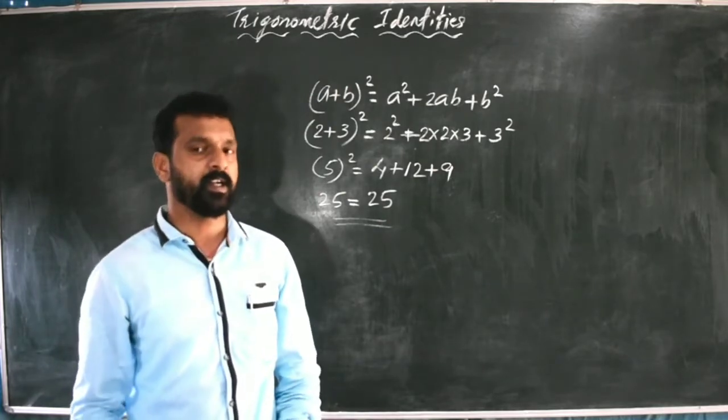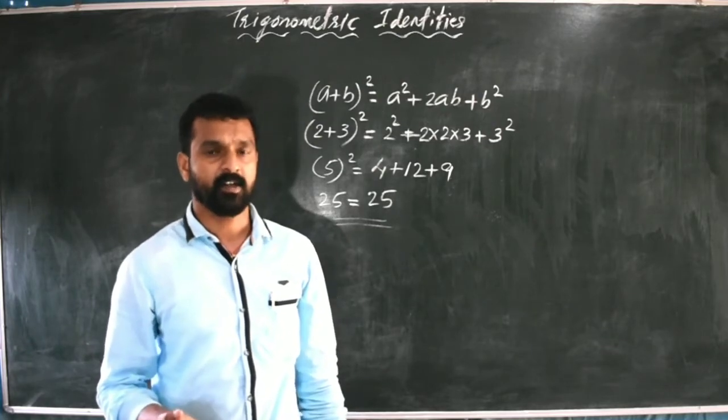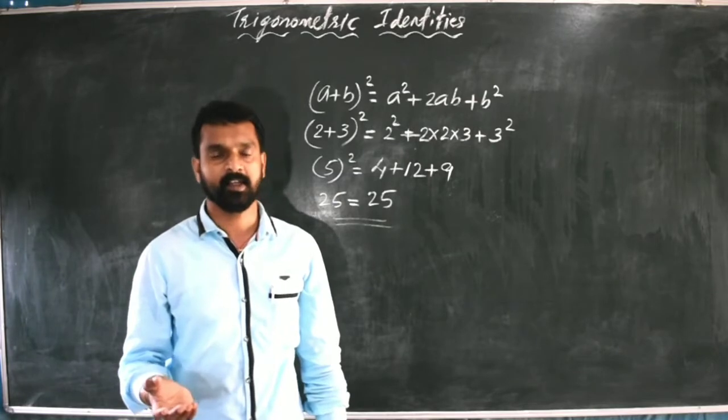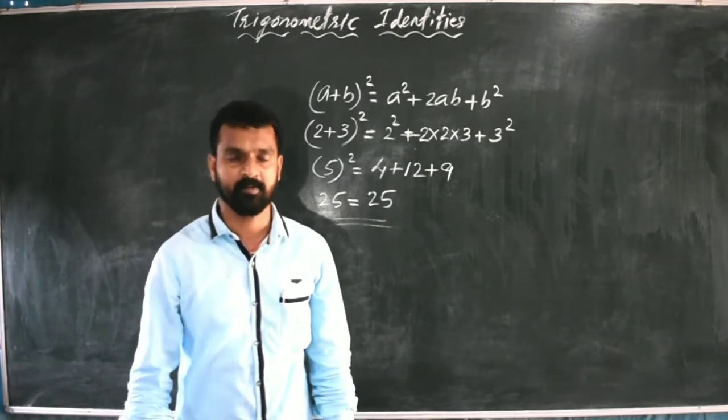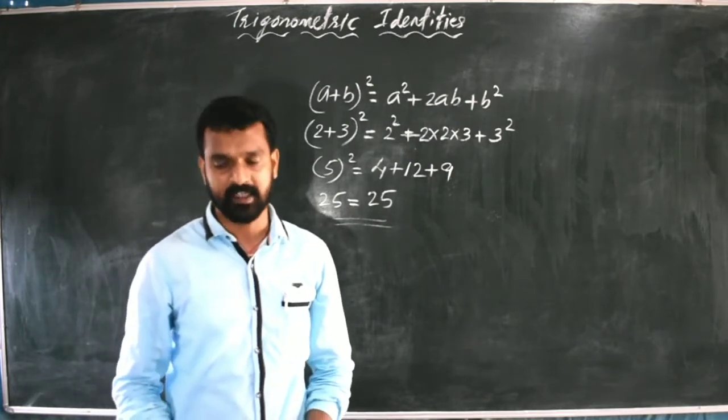Mainly 3 trigonometric identities are there. From there we can derive 6 more trigonometric identities. Mainly 3 you have to study, and the remaining we can derive from those 3 trigonometric identities. So now we are going to study those 3 trigonometric identities.